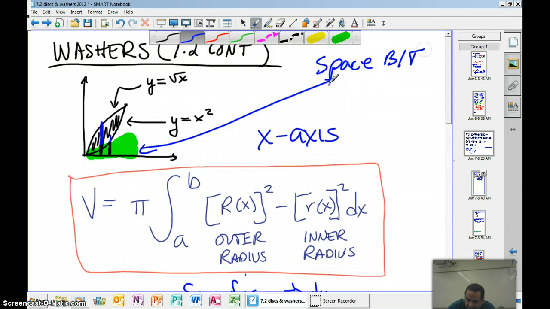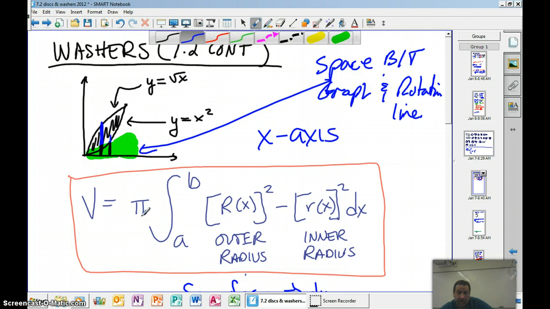between the graph and rotation line. Okay? That's what makes it a washer. A washer has 2 radii, a smaller one and a bigger one. So when I go and do my formula, the volume is equal to pi, integral from A to B, outer radius squared minus inner radius squared. And I denote that with a capital R, lowercase r.